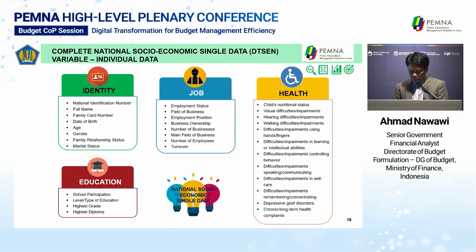Then the variables for individual data. At the individual level, the database includes demographic characteristics or identity, education status, employment information, and health condition. This level of detail allows the government to design more targeted and responsive policies, particularly for vulnerable individuals such as children, elderly people, and persons with disabilities.